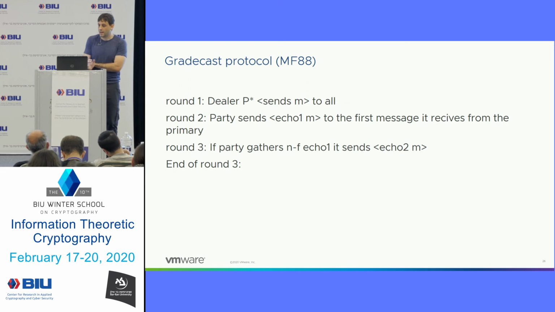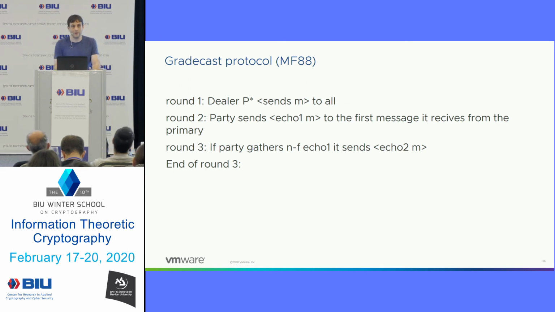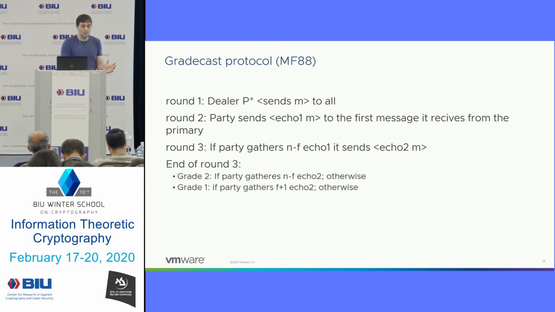So it has 3 rounds, and at the end of these 3 rounds, we will evaluate our position, right? We will grade the sender. So if we receive n minus f echo 2s, then we give a grade of 2. This is how we're grading this sender. If we don't see it, then if we just see f plus 1 echo 2s, we will give a grade of 1. And otherwise, we will give a default value. So this is the protocol. Any questions about it? Very, very simple.